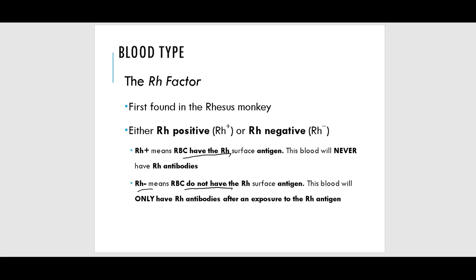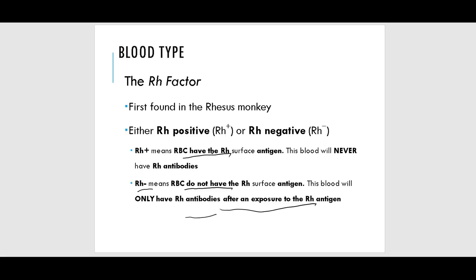Now, this blood will only have anti-Rh antibodies if the blood's been exposed to the Rh antigen. Notice that this is a big difference between the Rh antibodies and the A and B antibodies. You're automatically born with antibodies against A or antibodies against B if that's not your blood type. But when you're born, if you're Rh negative, your body has no idea that the Rh antigen even exists, so you don't have antibodies against it. Again, you have to have some sort of exposure.